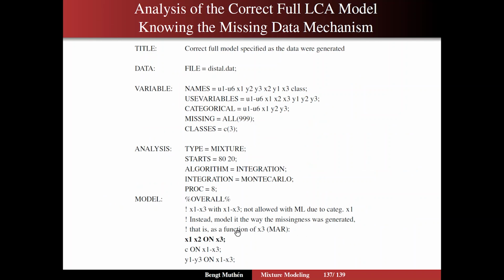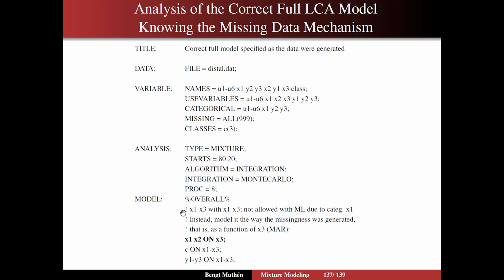Now on slide 137, we analyze these data knowing the missing data mechanism. So it's a correct full model specified as the data were generated. Now we're pretending that we have real data. That's a data set we created. And we're just checking that everything comes out okay by analyzing it, not in a Monte Carlo study, but in sort of a real data study. So the specifications are the same here. Now we have to search for the solution, and the algorithmic stuff is the same.